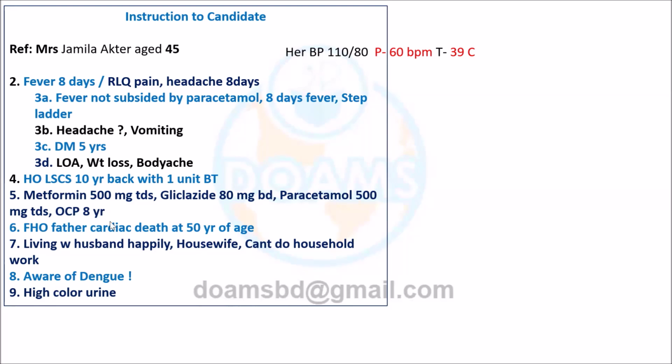And he has a family history of father cardiac death at the age of 50 years, and lives with a husband happily. Housewife, and cannot do household work right now. Cannot do household work means actually it is an impact. Idea, concern, expectation, and the impact.